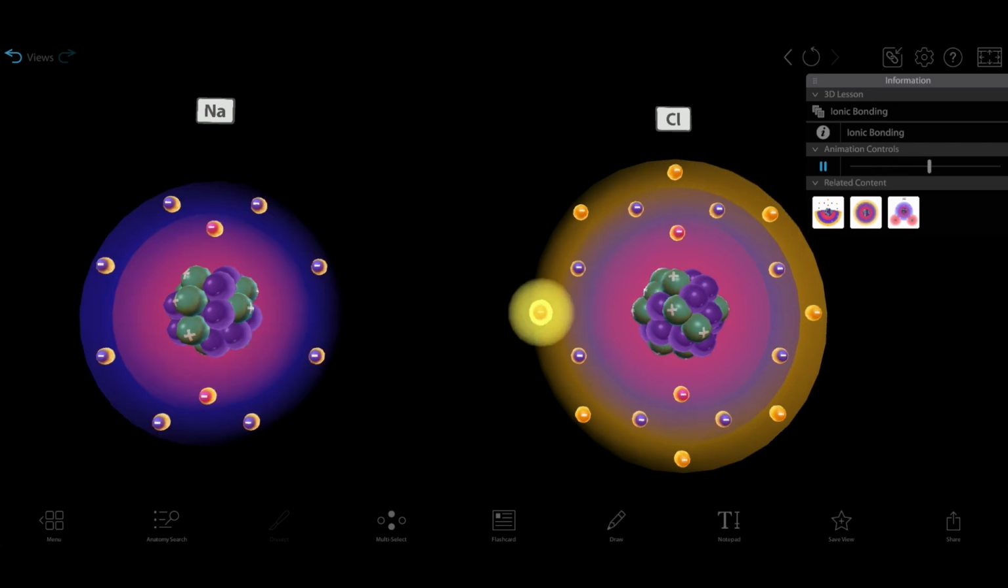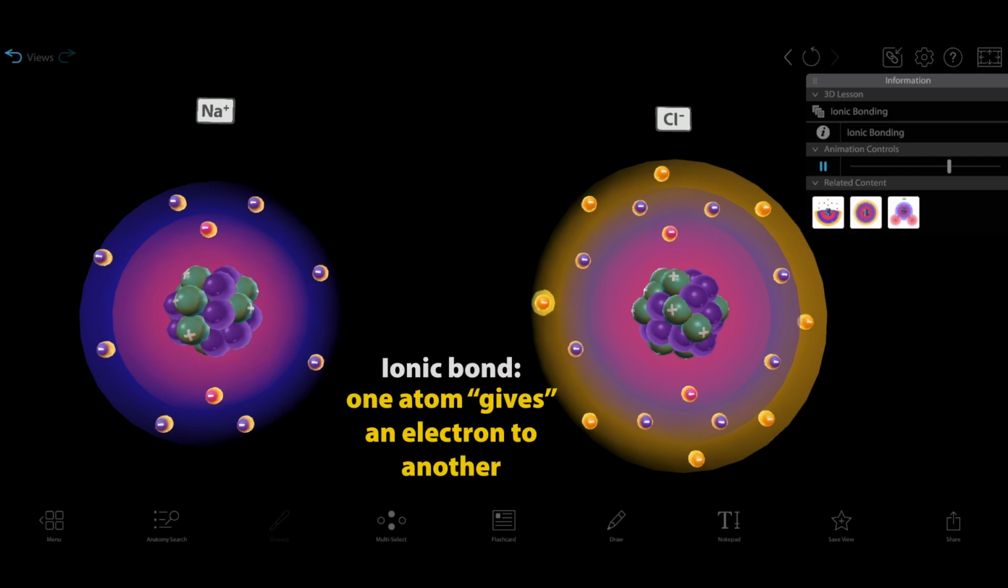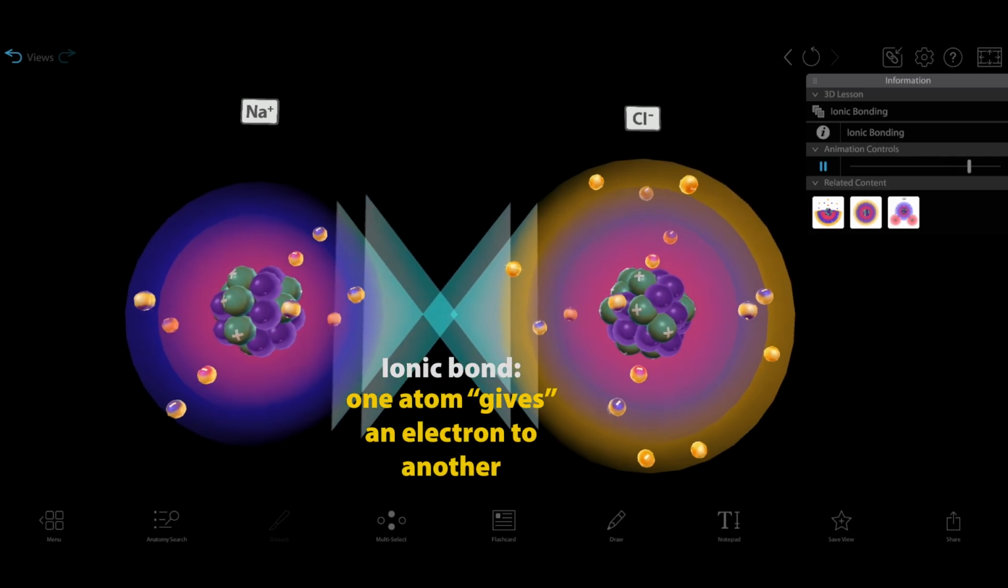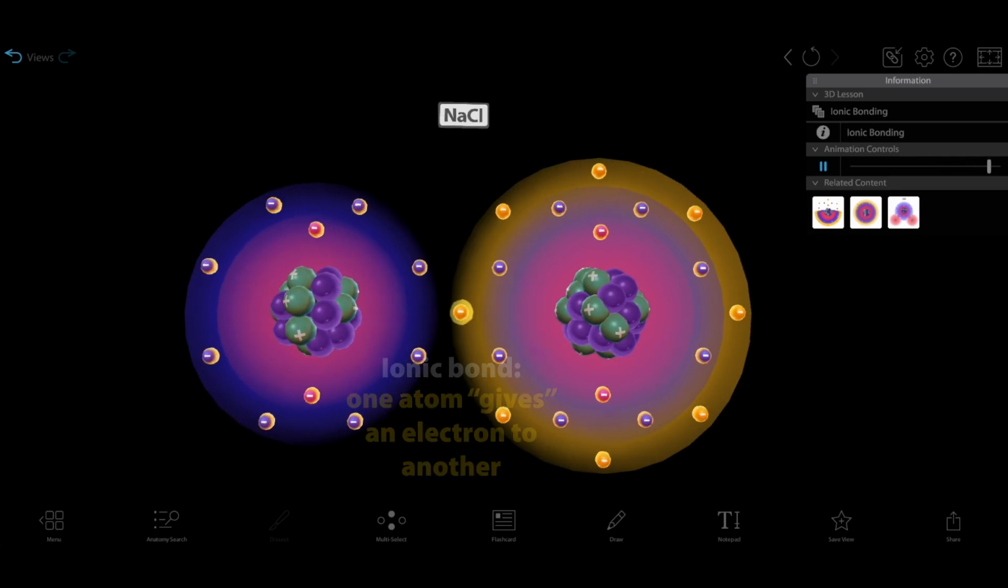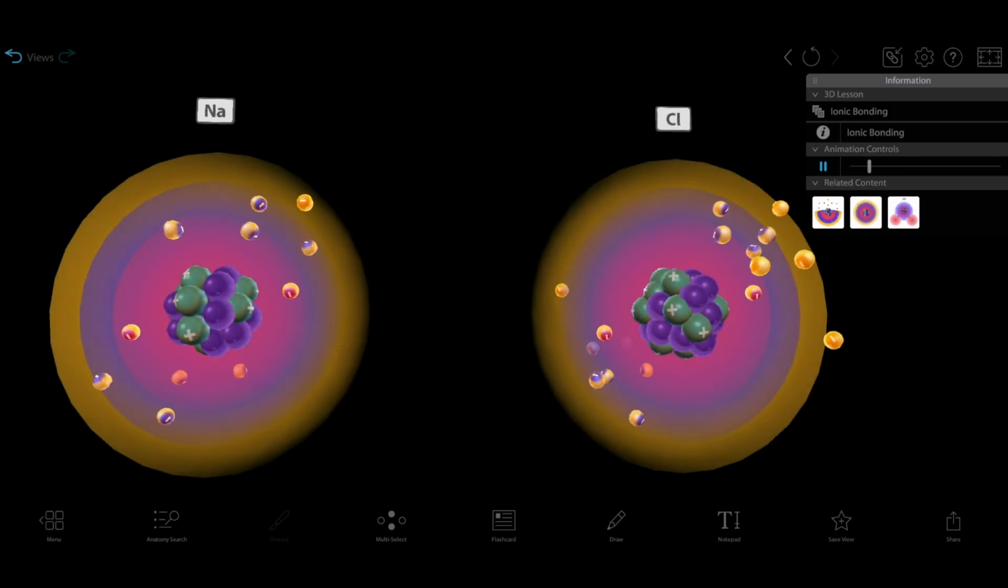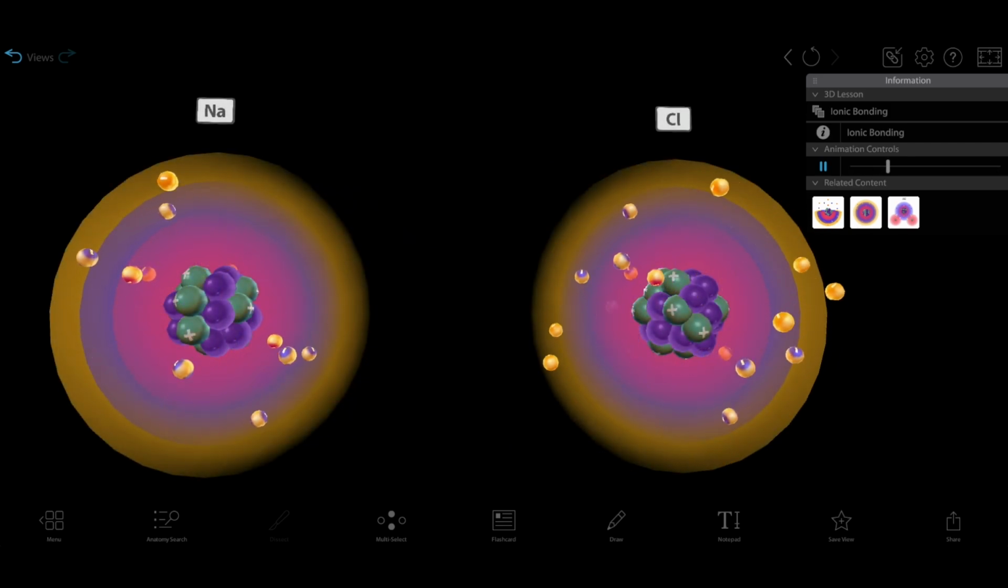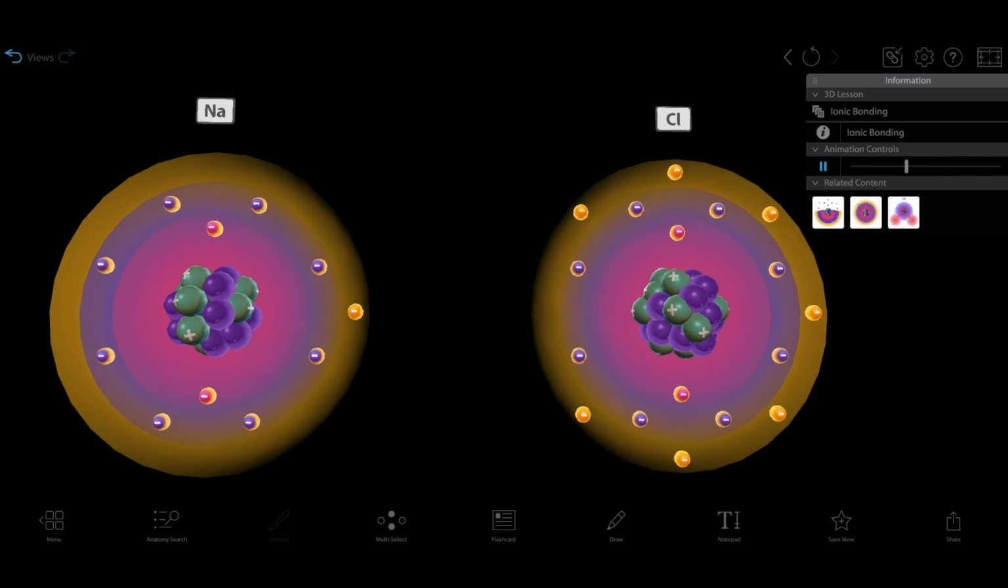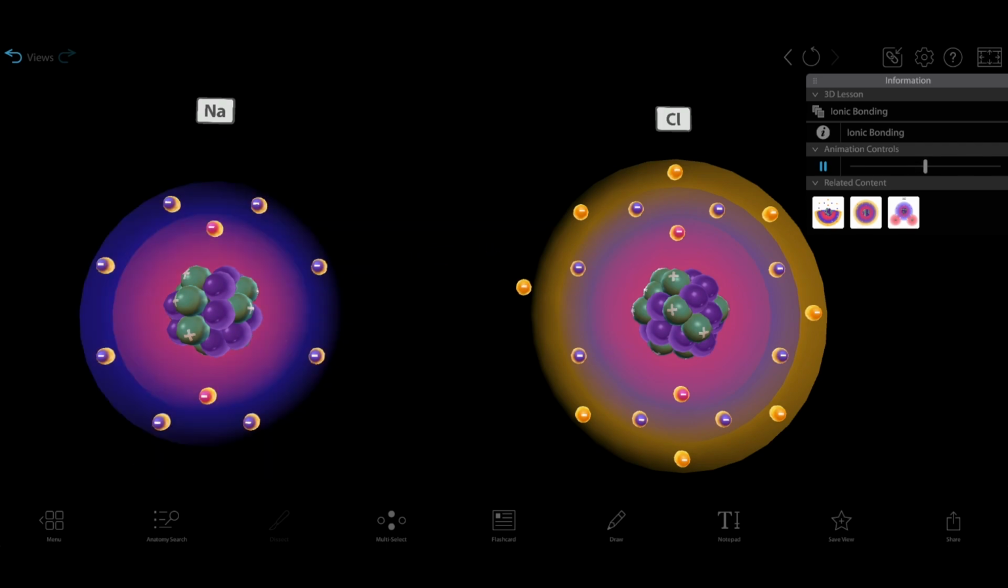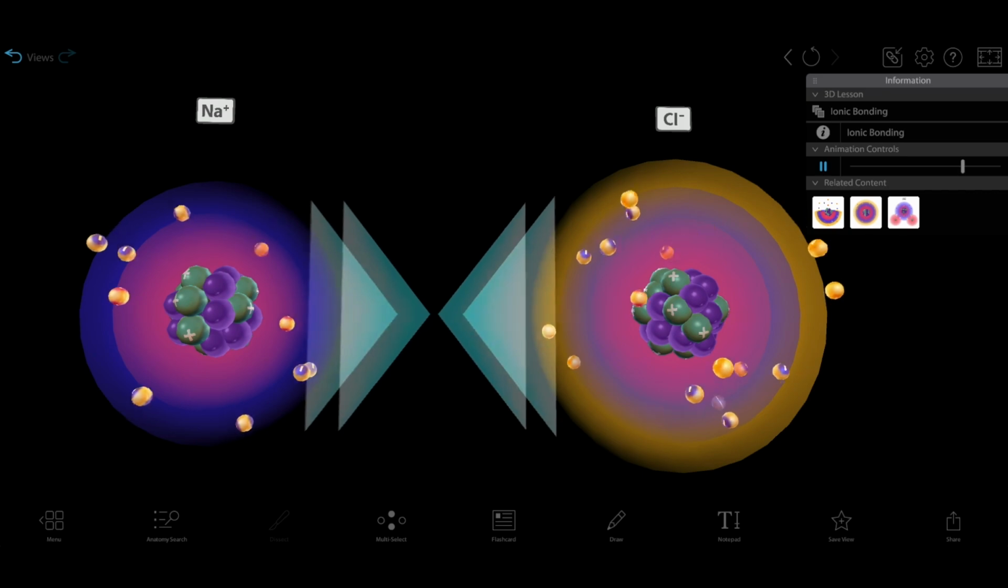When an ionic bond, like the one shown here in sodium chloride, forms, one atom gives an electron to another atom. In this case, the single electron in sodium's valence shell is transferred over to the outermost level of chlorine's electron cloud. Chlorine has 7 electrons in its valence shell, but with the donated electron from sodium, it now has 8.